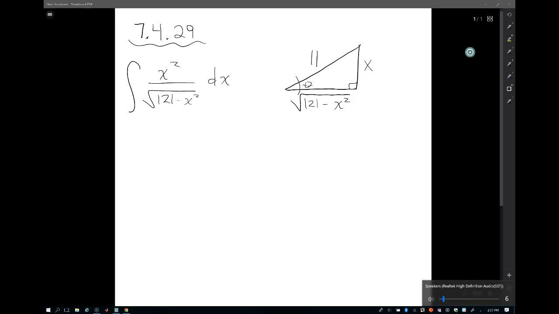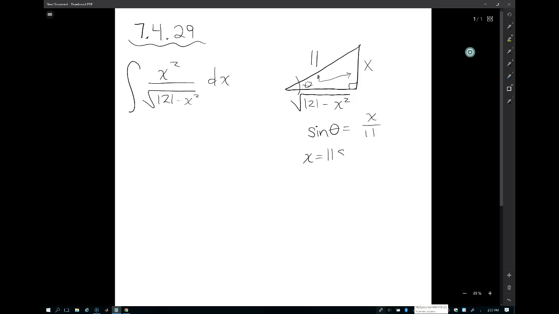Based on where I drew my theta, x is the opposite side, 11 is the hypotenuse, and we need to figure out which trig function uses opposite and hypotenuse, and that's sine. So sine theta is x over 11, and I'm going to multiply the 11 over, and that gives us our substitution for x. X is going to get replaced with 11 sine theta. We also need to replace the dx, so I'll take the derivative of both sides of the equation, and I get dx equals 11 cosine theta d theta.